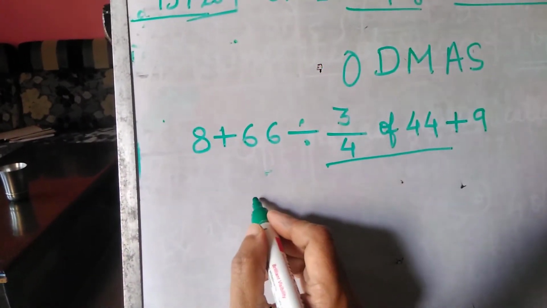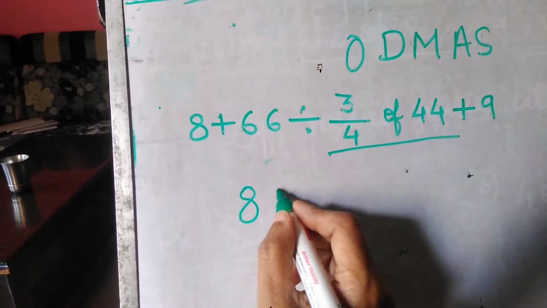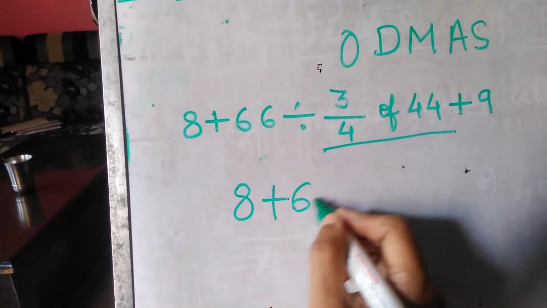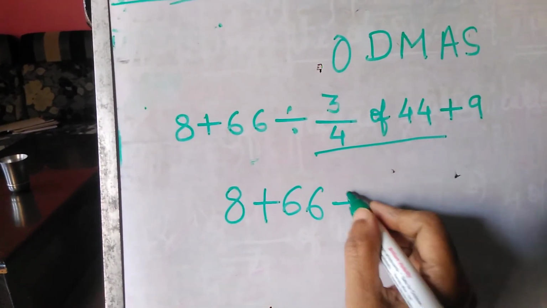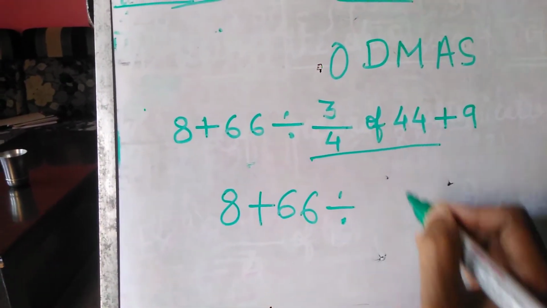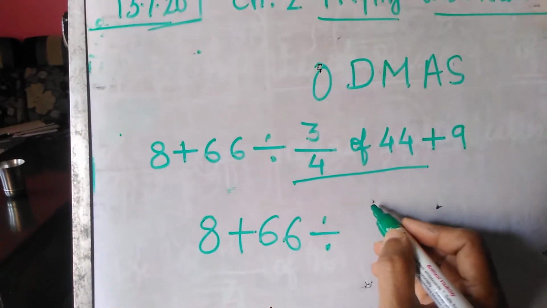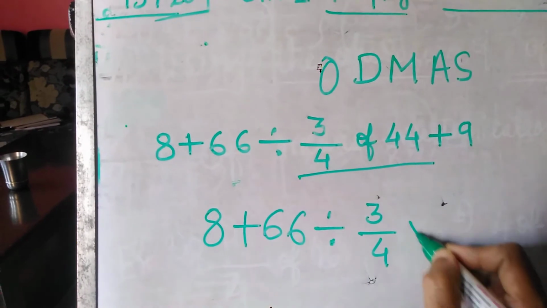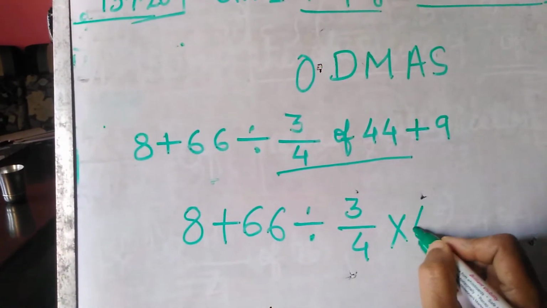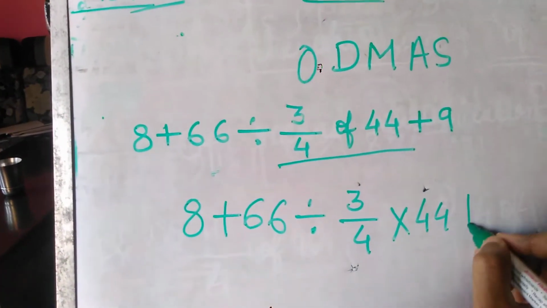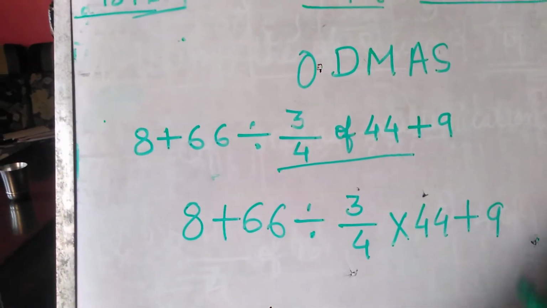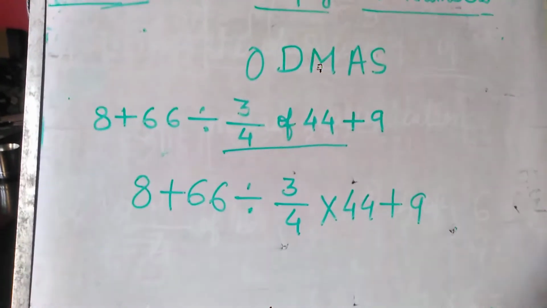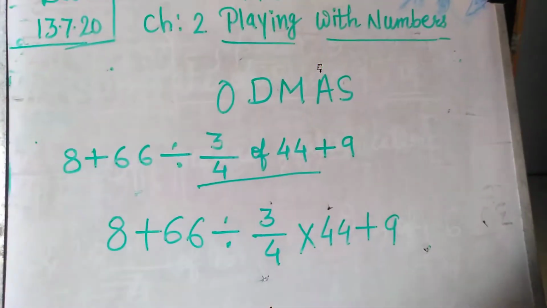So the rest I will be writing as it is. 8 plus 66 divided by, now I have to solve this 3 upon 4 of 44. So first I will be writing 3 upon 4, and this of sign I have replaced with the multiplication sign, then 44 plus 9. Just now what we have done is replace of with the multiplication sign.